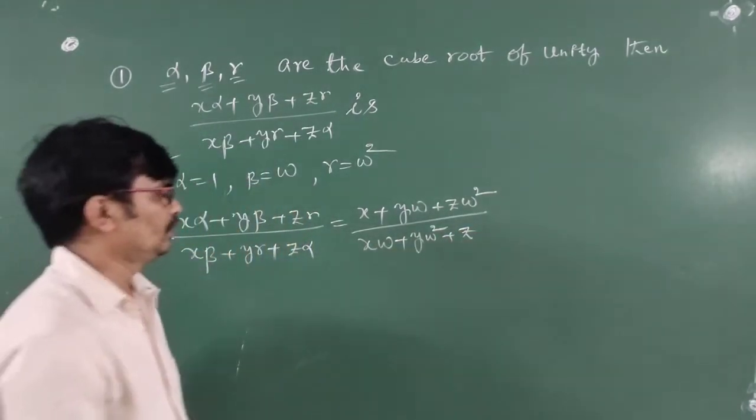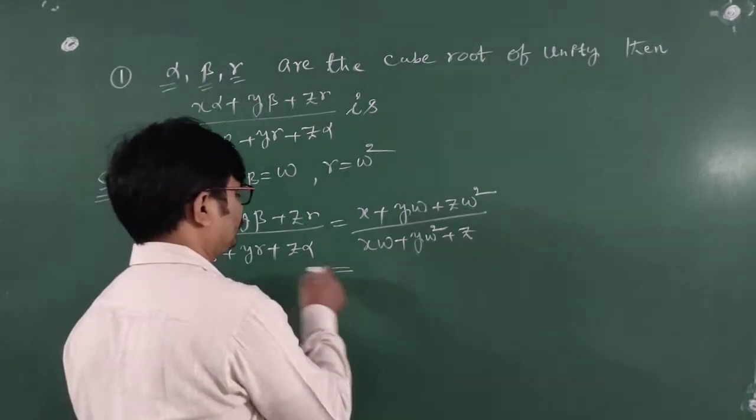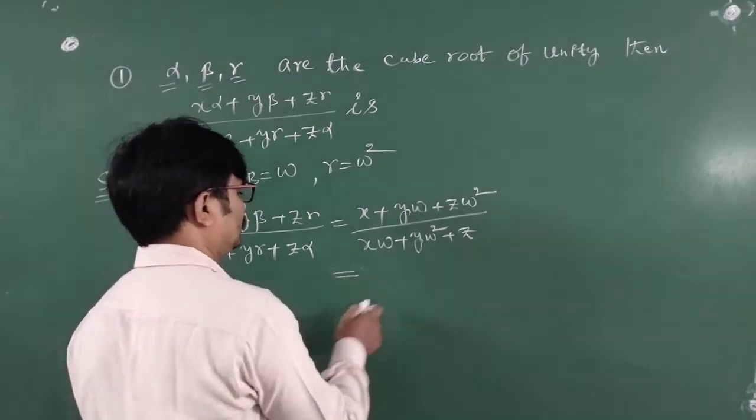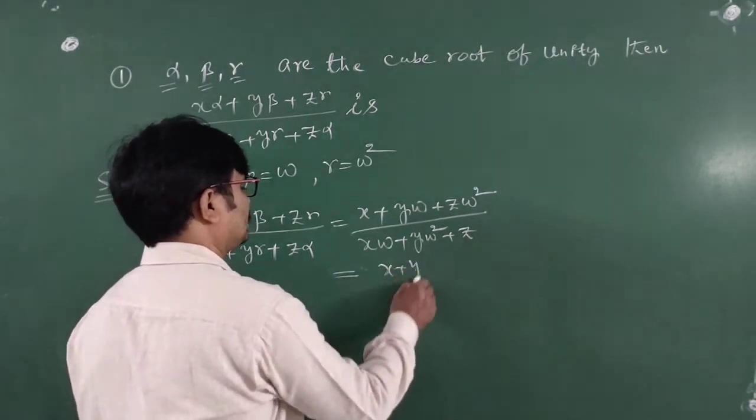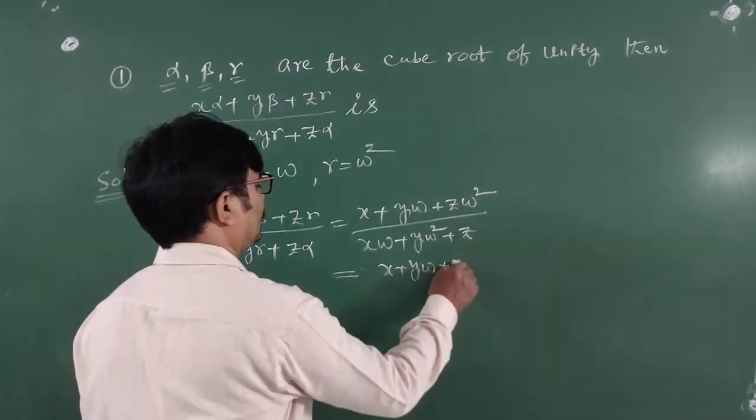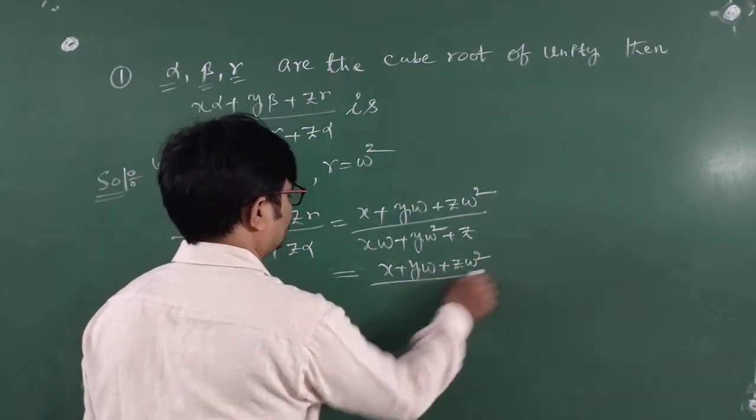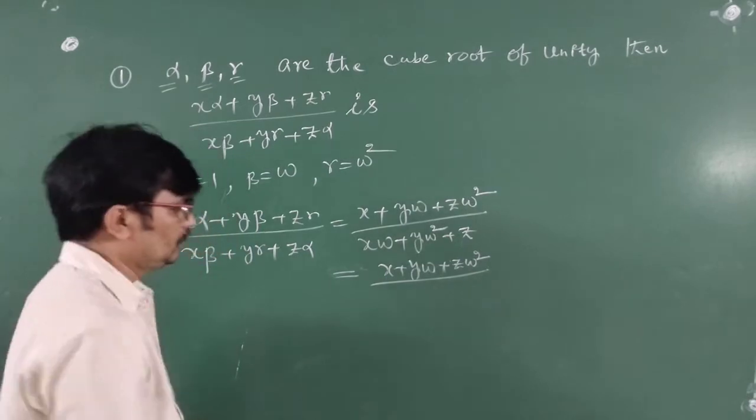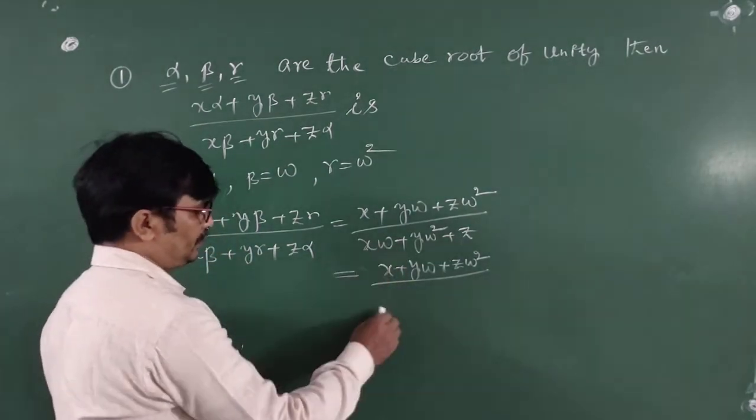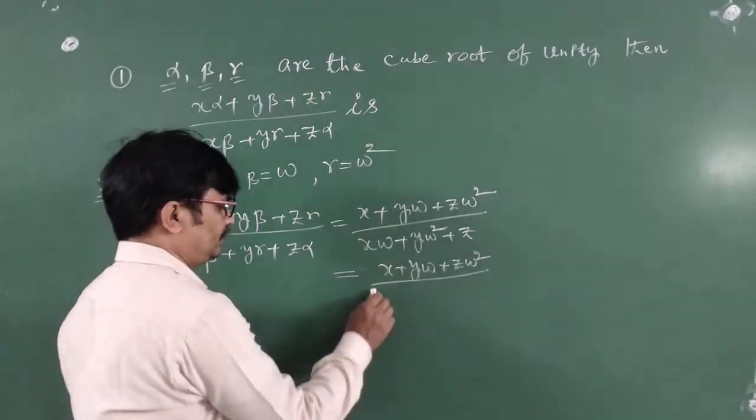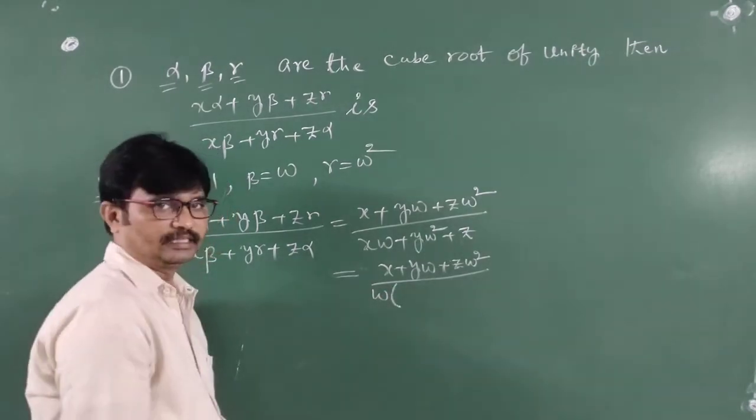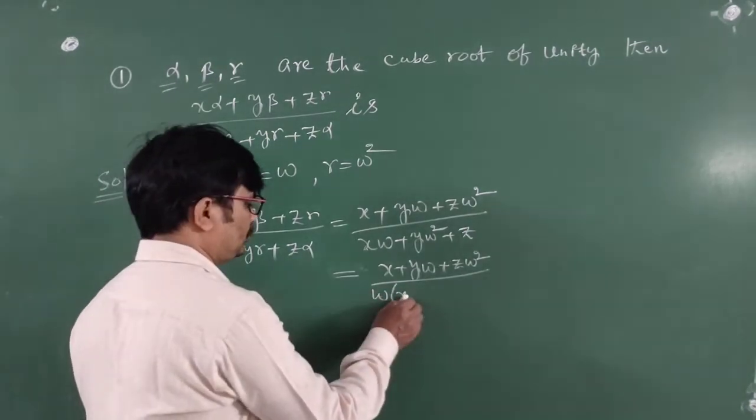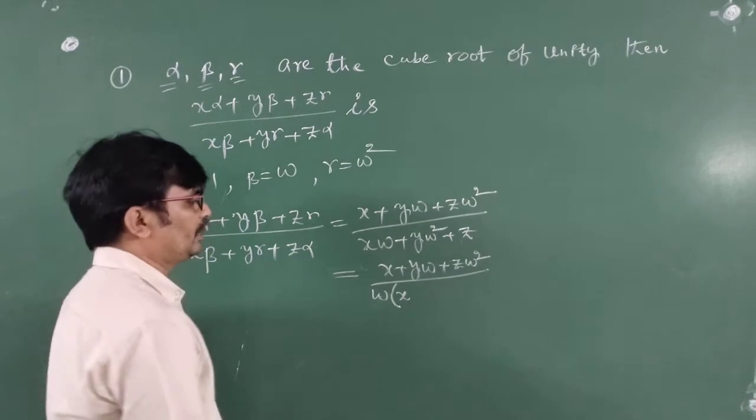Okay students, so here we have x plus y omega plus z omega square by the denominator. Omega is common in the denominator. So when we take omega common, that is x into omega, x omega.